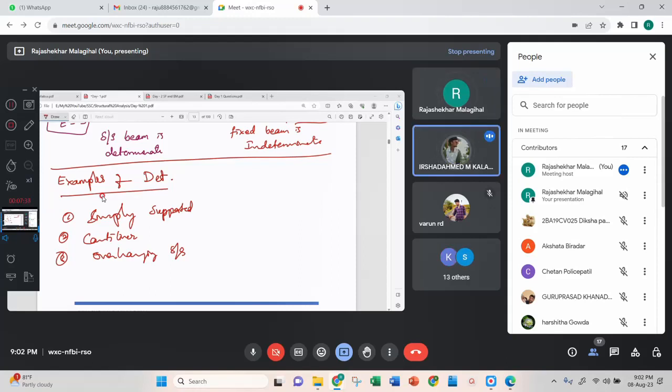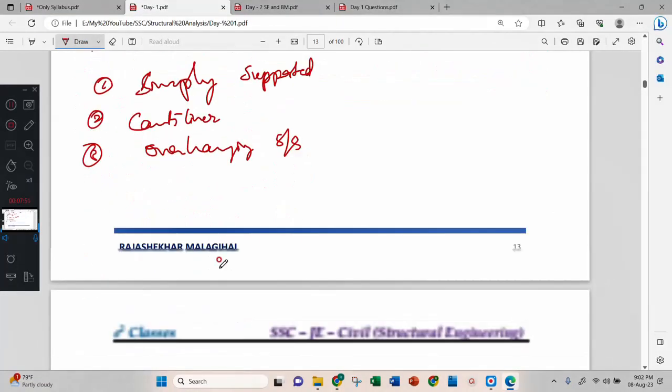No, sir. Okay. Now we will go ahead with the shear force and bending moment. Look here. Force means a point load will be there. This is called a force.